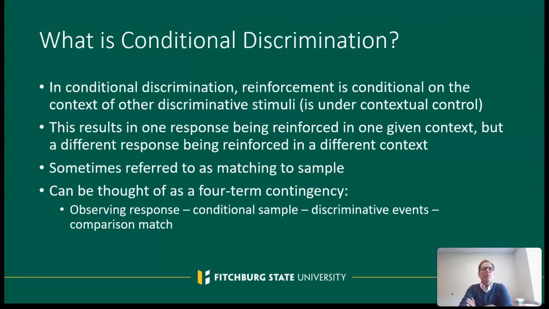So moving away from simple discrimination and talking about conditional discrimination, what's that? Well, in conditional discrimination, reinforcement is conditional on the context of other discriminative stimuli, so it's under contextual control. And this results in one response being reinforced in one given context, but a different response being reinforced in a different context. Sometimes this can be referred to as matching to sample, because oftentimes it does look that way. And we can think of it as more of a four-term contingency. There's an observing response, a conditional sample, the discriminative events, and then some comparison match.